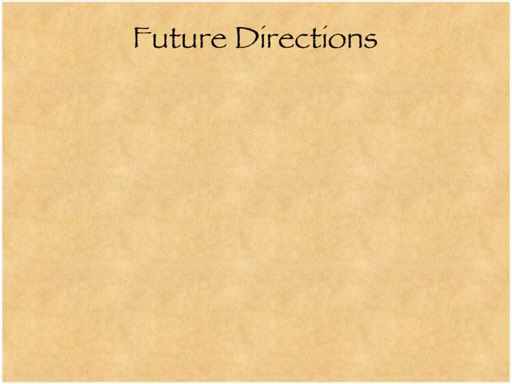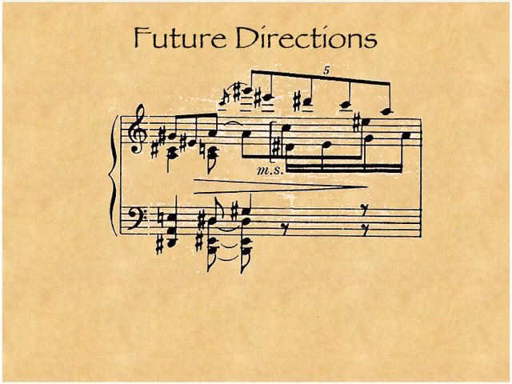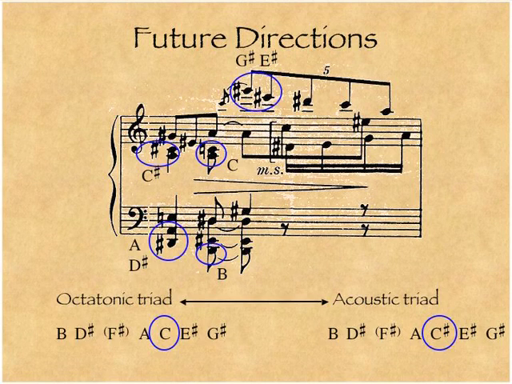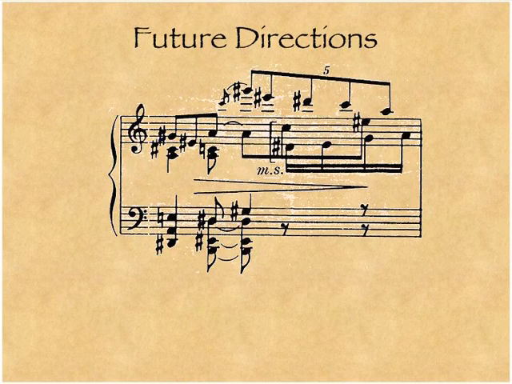There are several places in the Seventh Sonata that hint at the direction Scriabin would take in his later works. One such place is measures 97 through 102. Here, the secondary theme is present as the harmony oscillates between the B octatonic triad and the B acoustic triad.